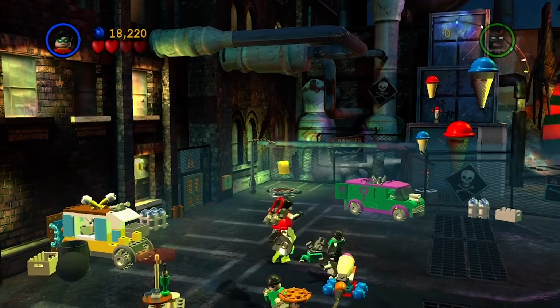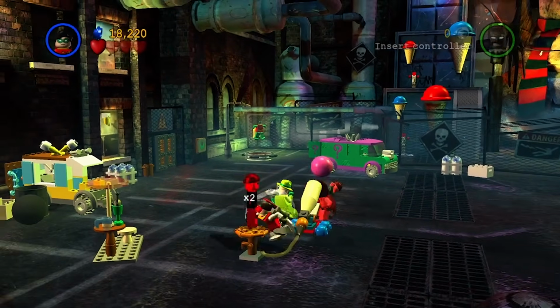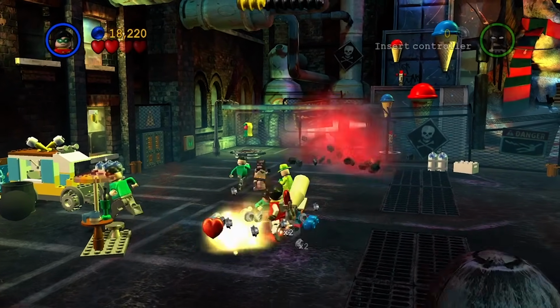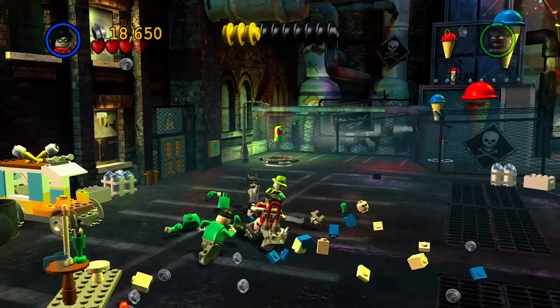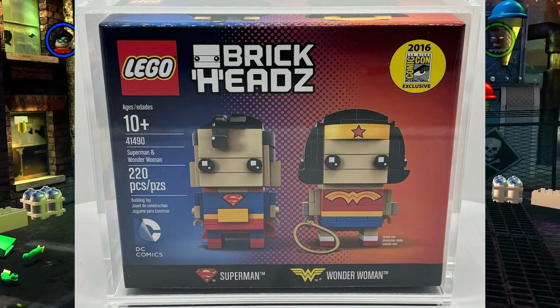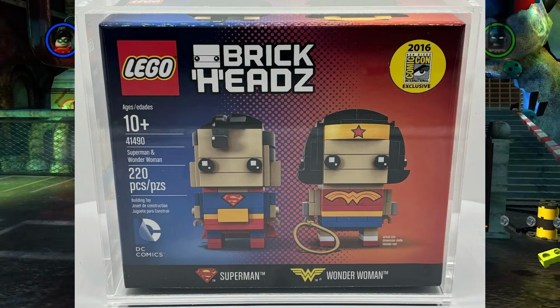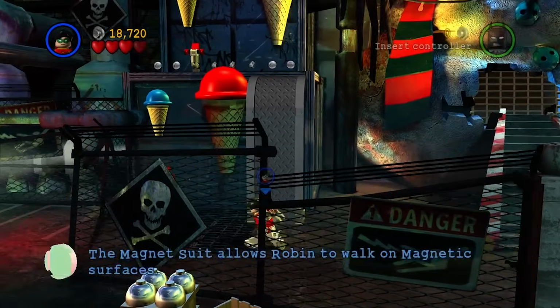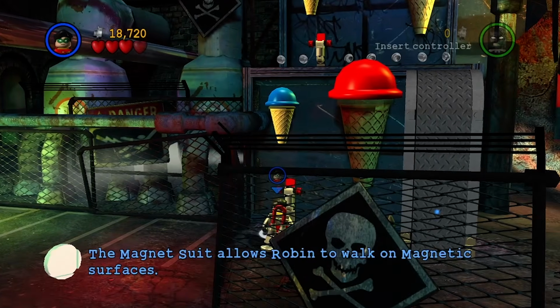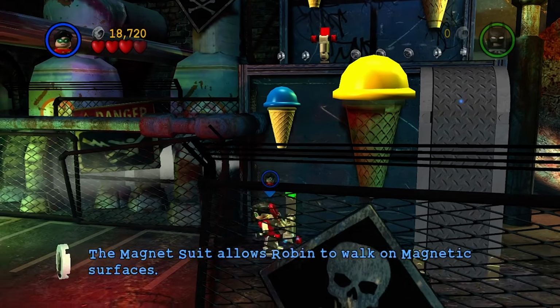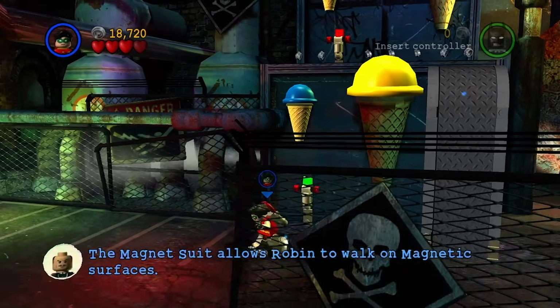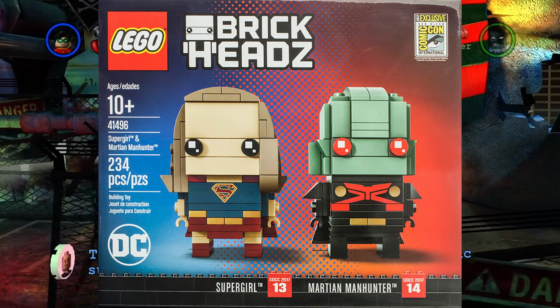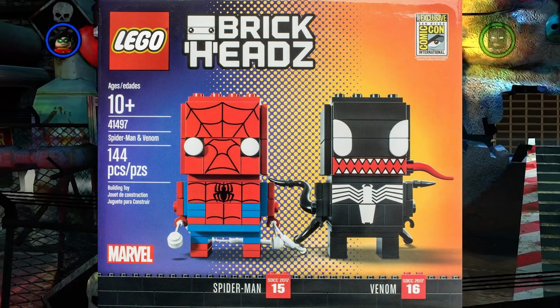Anyway, LEGO has had some superhero-themed Brickheads in 2016 and 2017, which were only made available at San Diego Comic-Con and New York Comic-Con. This made some fans kind of mad because completionists want to get all of them, and it makes it extremely difficult to do so when you have to pay the aftermarket price. They made Brickheads based on a variety of characters like Supergirl and Martian Manhunter, or Spider-Man and Venom.